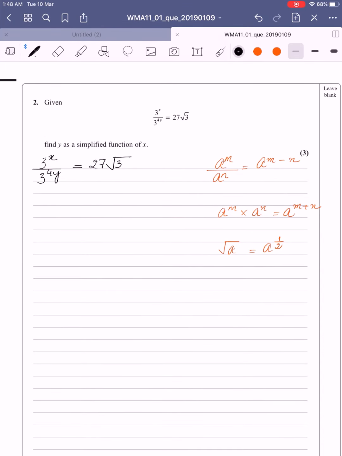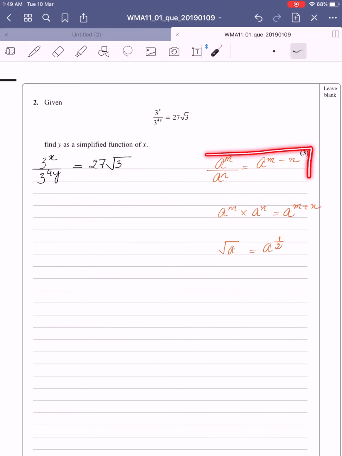Moving on with question number 2, we have 3 to the power of x divided by 3 to the power of 4y is equal to 27 root 3. The question says find y as a simplified function of x. Now let us observe the left side of our equation. We have the same base over a power. Our same base is 3 in the numerator and 3 in the denominator.